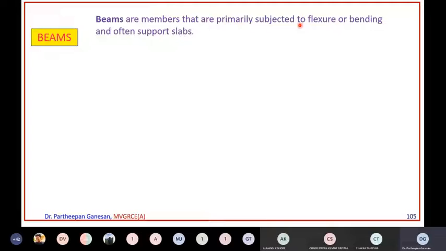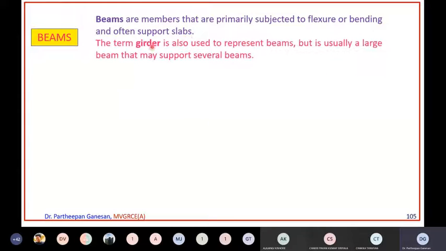Now, beams are members that are primarily subjected to bending or flexure and often support slabs. In any structure, beams are provided to support the slab, and the slab will take the load, live load, dead load, all those things. Now, the girder. Like in a bridge, you have a girder. Girder is also used to represent a beam, but it is usually a large beam that may support several beams. A girder can support many other beams.